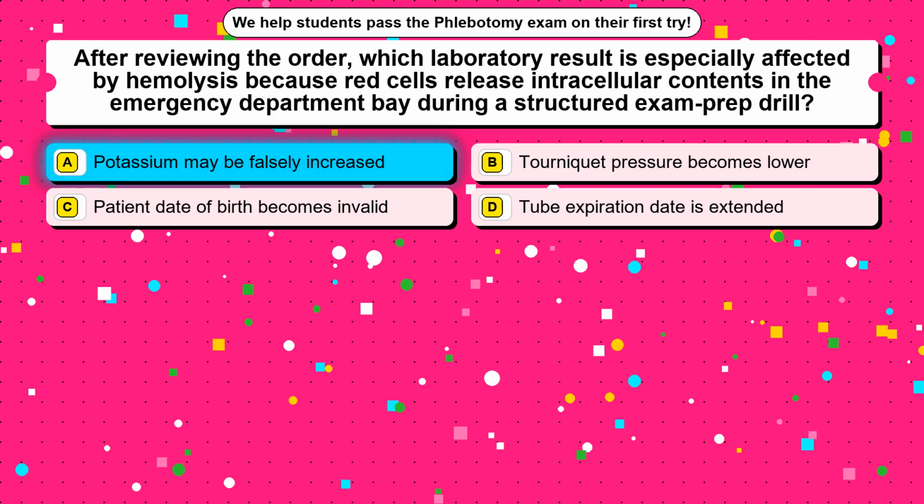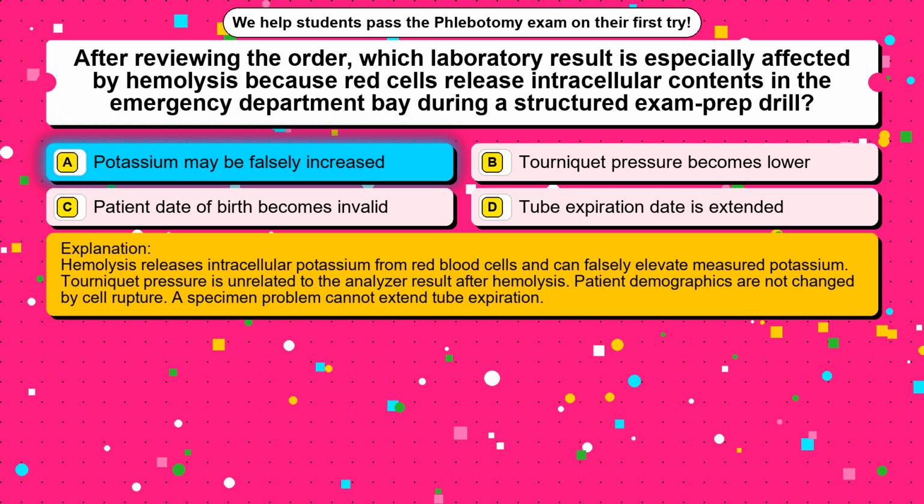The correct answer is option A. Potassium may be falsely increased. Hemolysis releases intracellular potassium from red blood cells and can falsely elevate measured potassium. Tourniquet pressure is unrelated to the analyzer result after hemolysis. Patient demographics are not changed by cell rupture. A specimen problem cannot extend tube expiration.